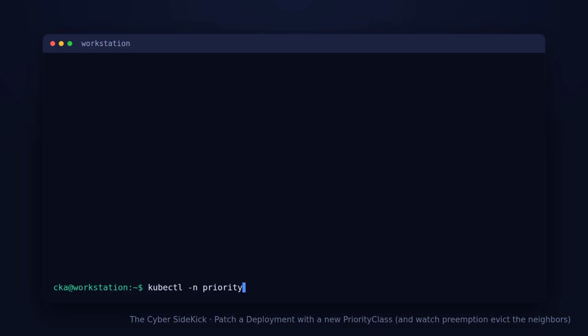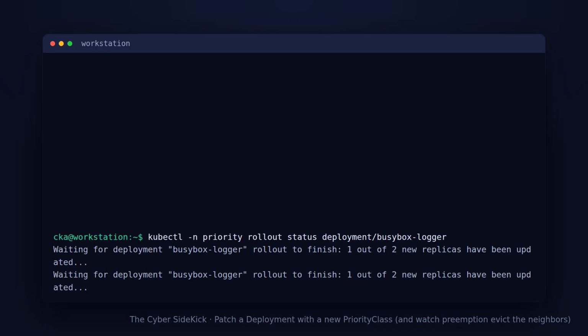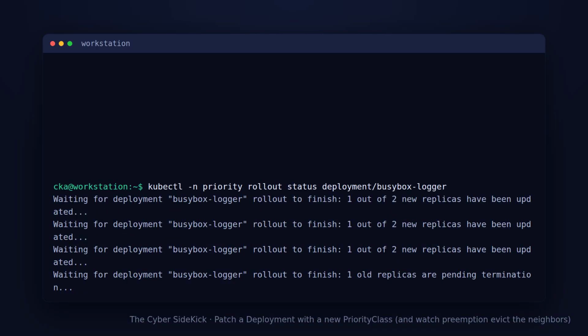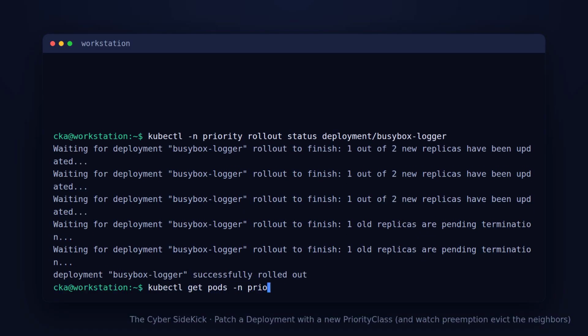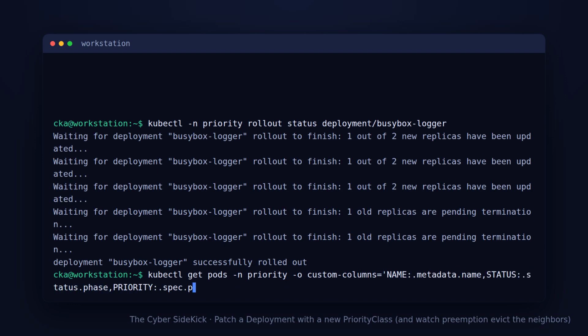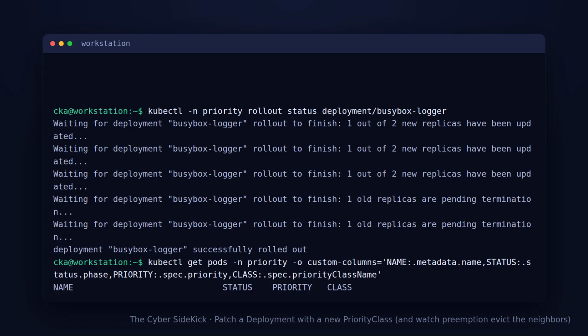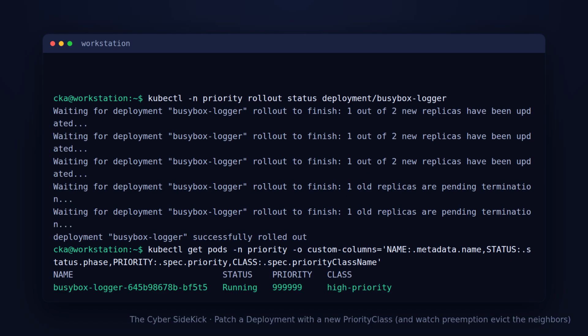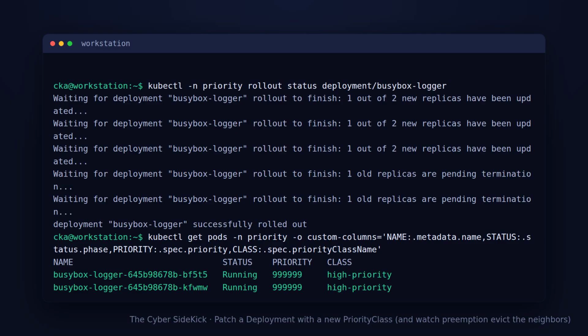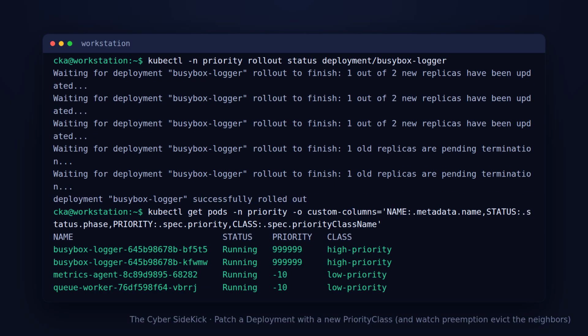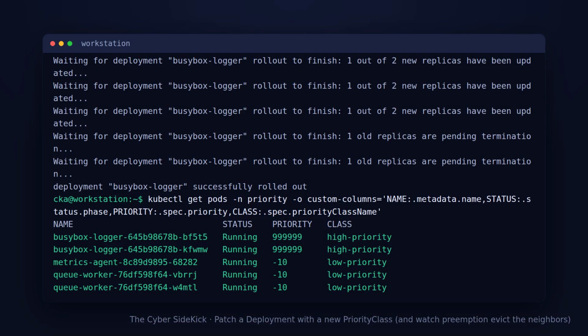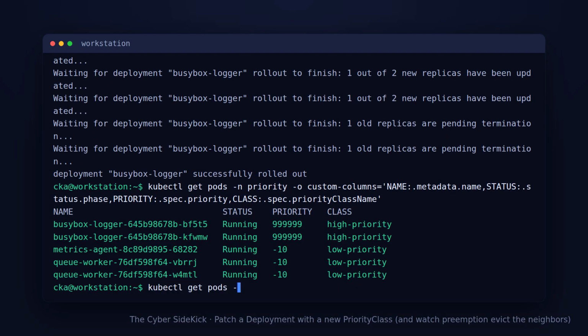Part 3. Prove the rollout finished. Rollout status reports the deployment successfully rolled out. Now verify like a grader. Print the priorities again. Both busybox-logger pods now show priority 999,999 with class high priority, and the neighbors still hold their original spec untouched. Notice the namespace healed itself. Once the rolling update retired the old zero priority pods, their CPU freed up, and the evicted neighbor's replacement scheduled on its own. In the exam, it may just as well stay pending, and that is fine too.